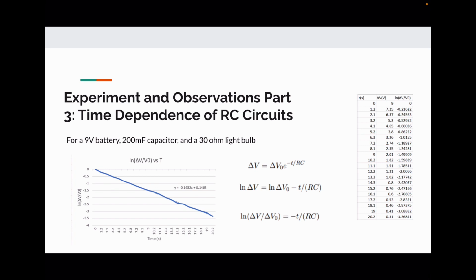The natural log of the potential at the given time divided by the starting potential was then calculated for each data point. This was then graphed against time, which yields a linear trend according to the equation in the middle of the slide.